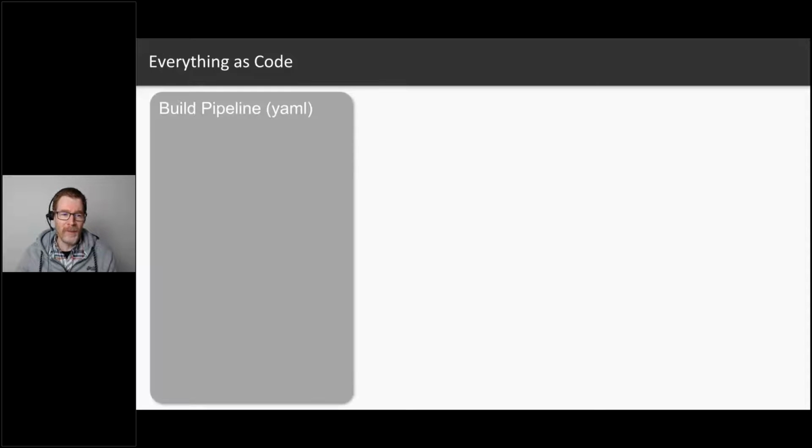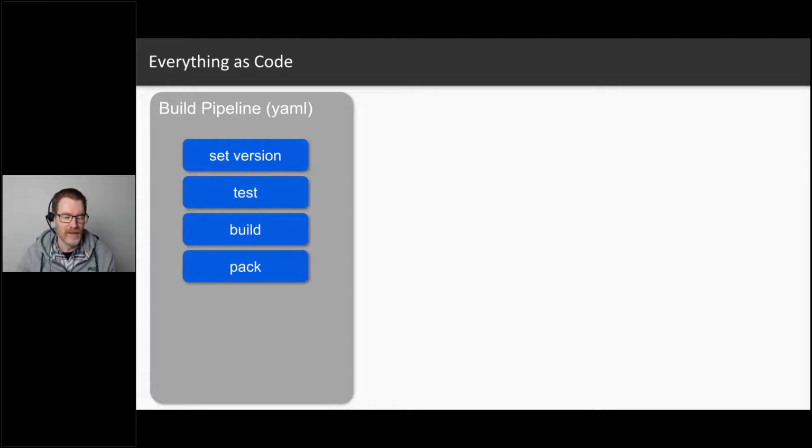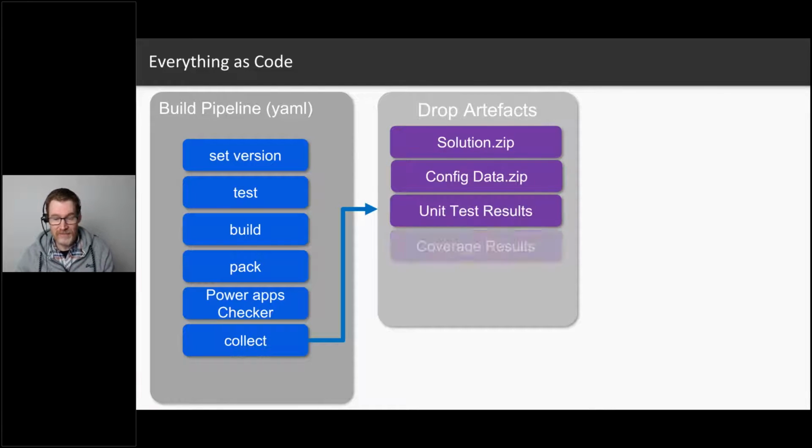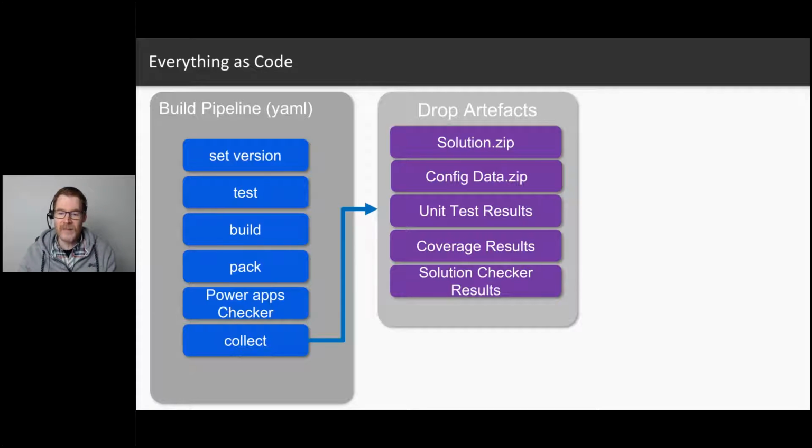So from a pipeline perspective, you can then say, okay, when we commit something, you can grab all of those artifacts, and you can start to version them automatically. You can test them, build them, pack them together, run things like the Power Apps checker, the solution checker, and then collect them together and create a deployable artifact, and that becomes your release. So by having everything as code, when you talk about a build, it really does contain everything that you need in order to deploy it.